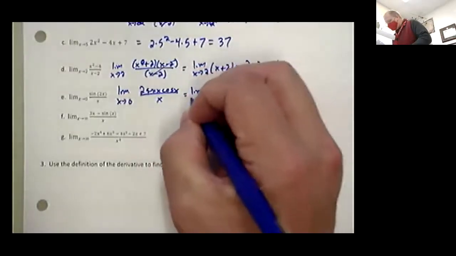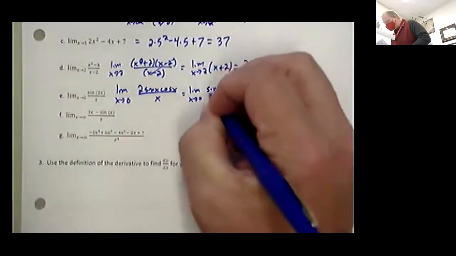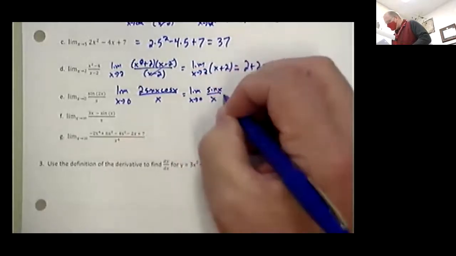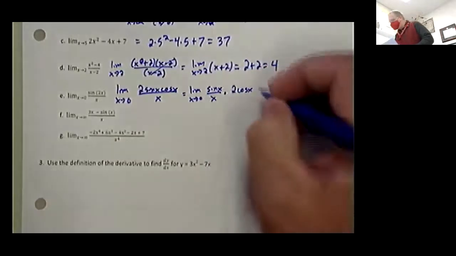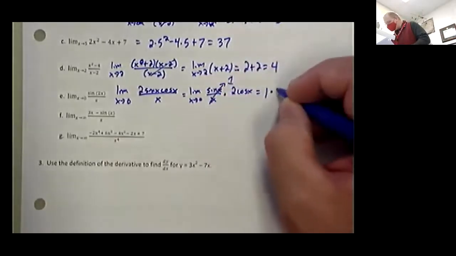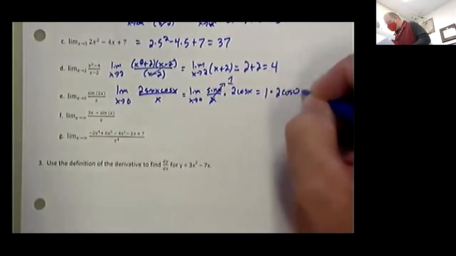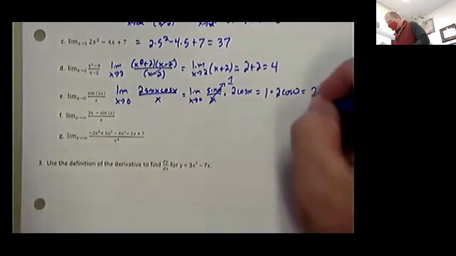That one we're going to break up. The limit as x goes to 0. And we're going to remember we have a special limit for sine of x over x. So sine of x over x times 2 cosine x. And we're going to remember that the limit of sine x over x goes to 1. So this thing goes to 1. So this is 1 times 2 times the cosine of 0. Cosine of 0 is 1. So 1 times 2 is 2.